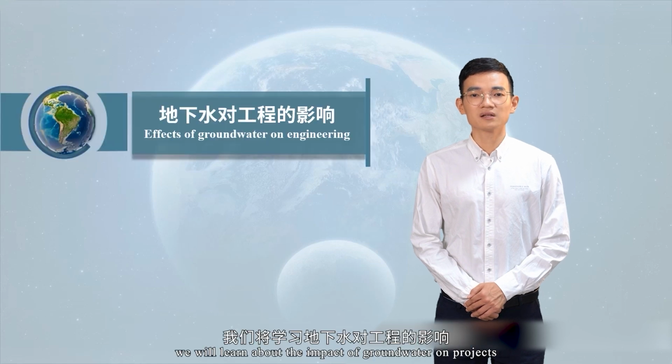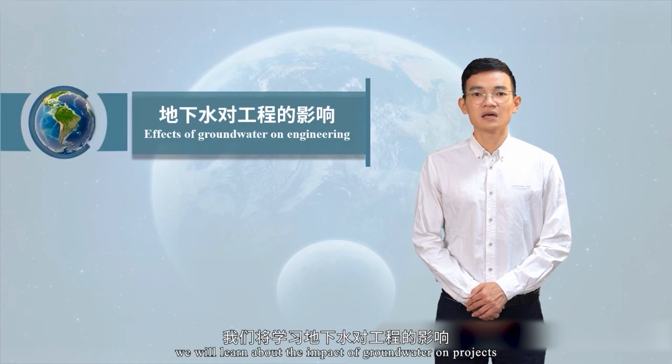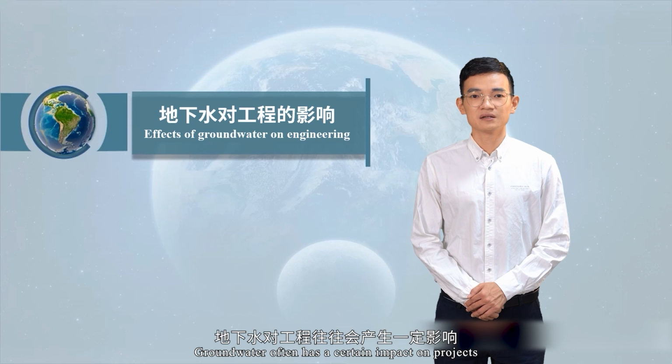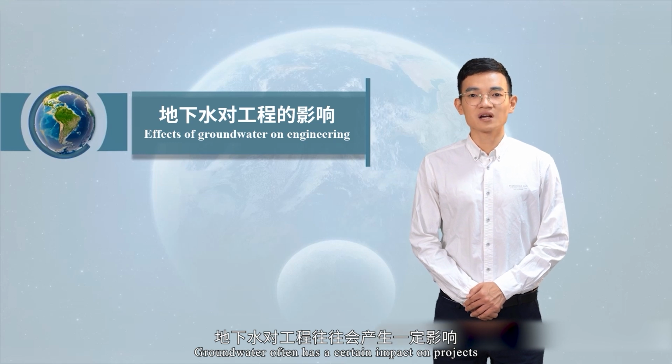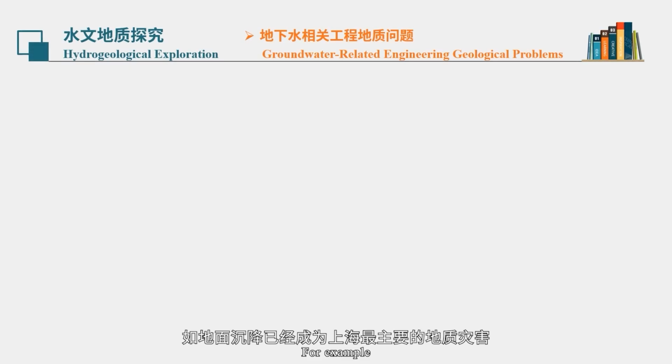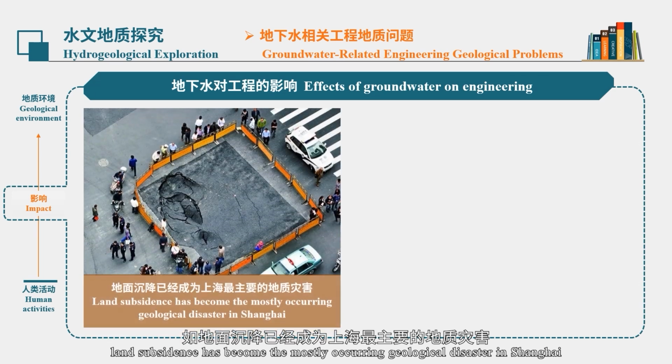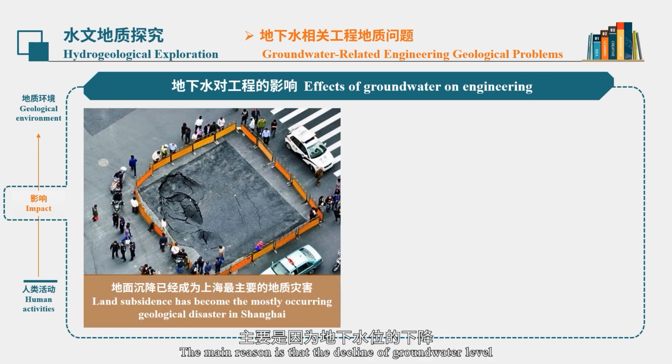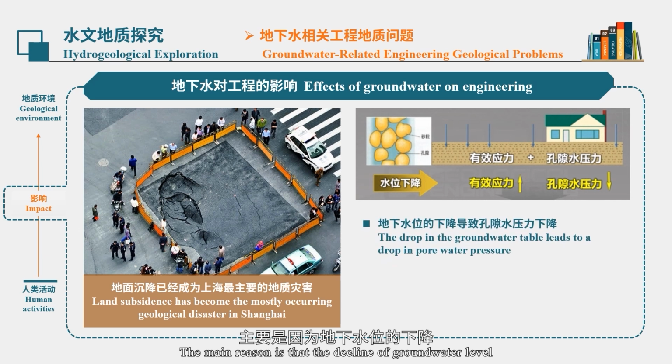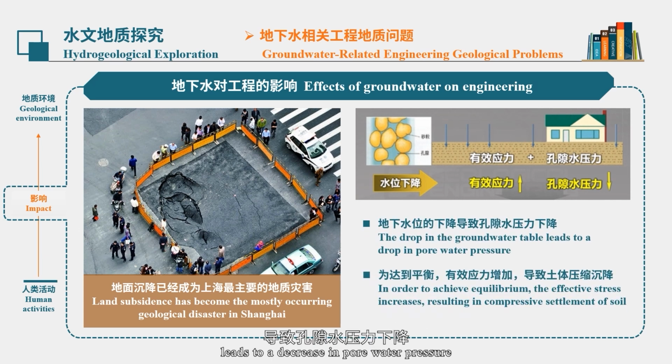In the end, we will learn about the impact of groundwater on projects. Groundwater often has a certain impact on projects. For example, land subsidence has become the most frequently occurring geological disaster in Shanghai. The main reason is that the decline of groundwater level leads to a decrease in pore water pressure. To achieve balance, effective stress increases, causing soil compression and settlement.